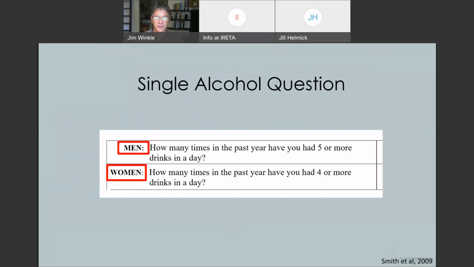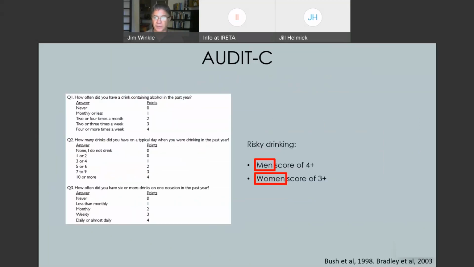Smith and colleagues determined that this had good sensitivity and specificity for identifying risky drinking. And that's great, but the problem here that we're gonna focus on today is it breaks people down into 2 binary dichotomous gender categories, men and women. And the problem with that is not everyone identifies as a man or a woman. So this is an exclusive screening tool, even though it's valid with that population.